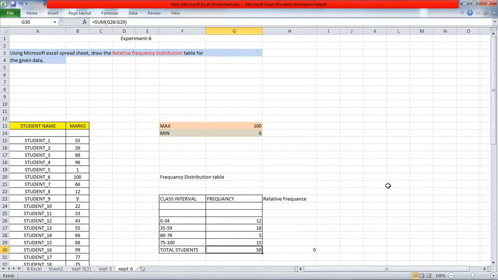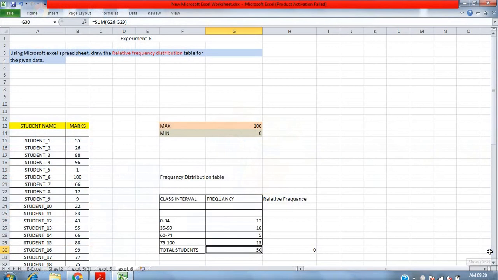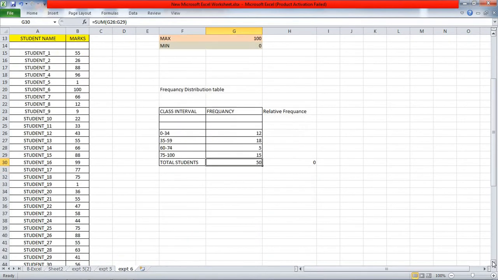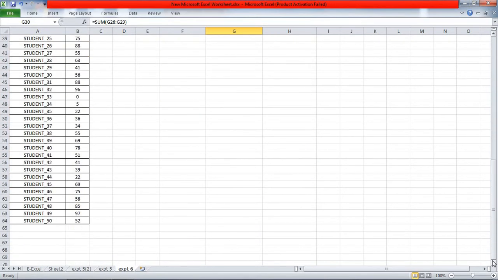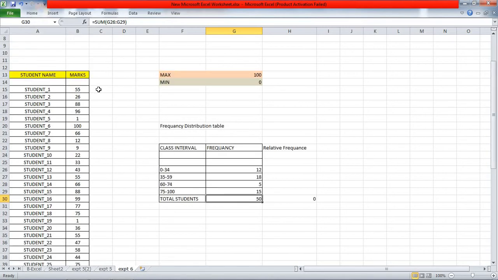So how to find the frequency? I am going to consider the last example only. We have 50 students and one of their subjects' marks. First I need to find the maximum mark. Our maximum value is 100 and minimum is 0.